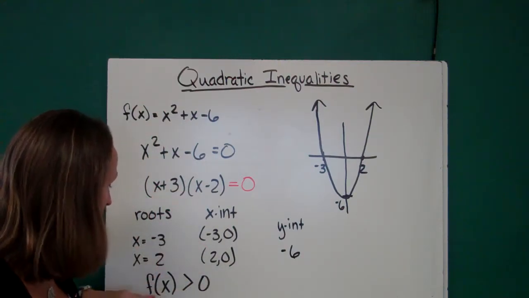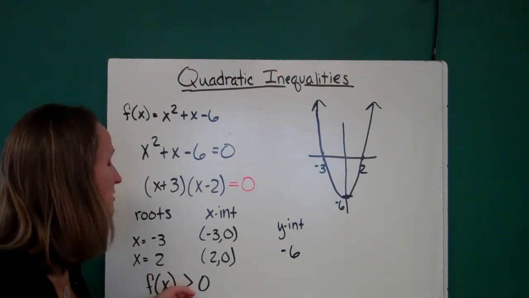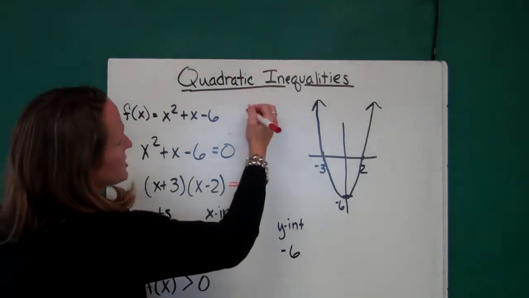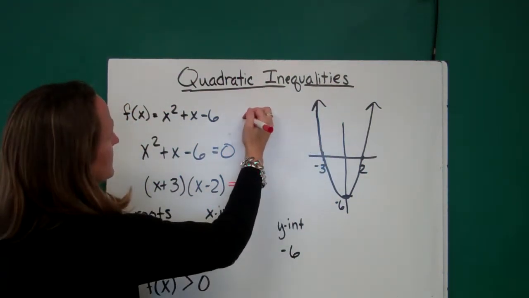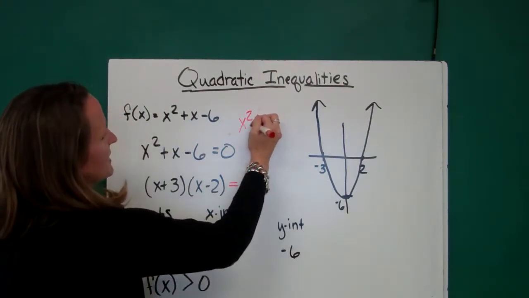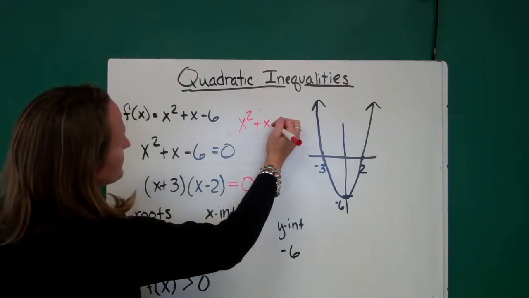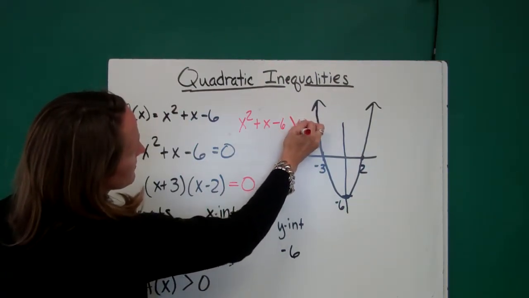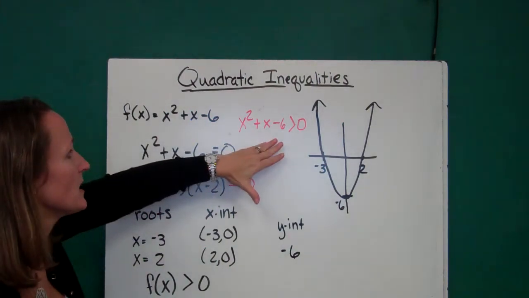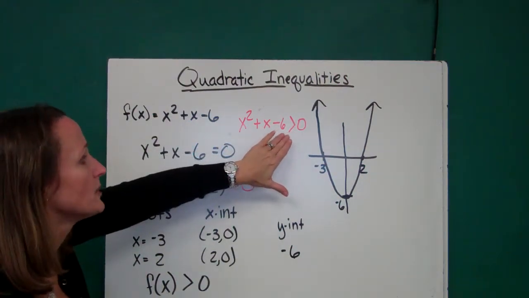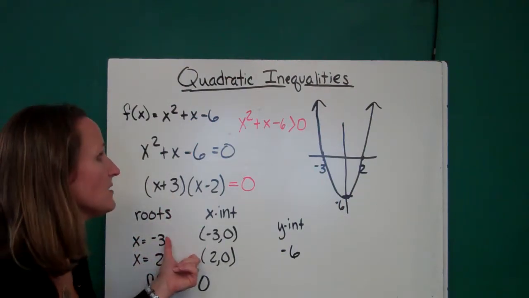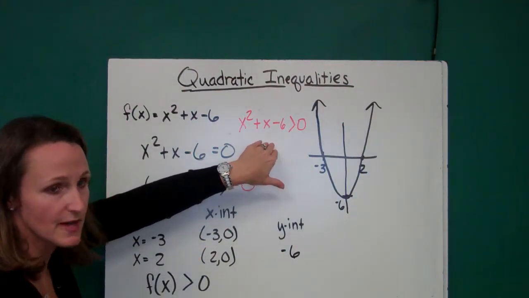Okay, so now I'm going to change this up. I want to say that f of x is greater than 0. So instead of being equal to 0, it's greater than 0. So I'm going to change my equation up here, and I'm going to say x squared plus x minus 6 is greater than 0. The only thing that's different from here to here is that instead of an equal sign, I'm looking at a greater than sign. And so I've still got the same x-intercepts because this is going to factor the same way.